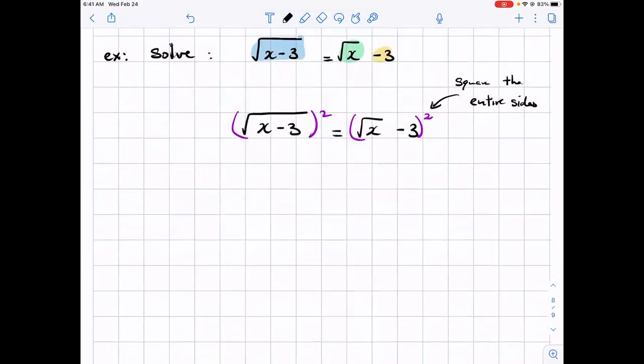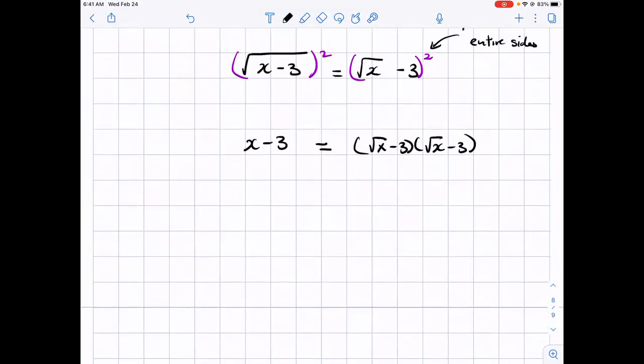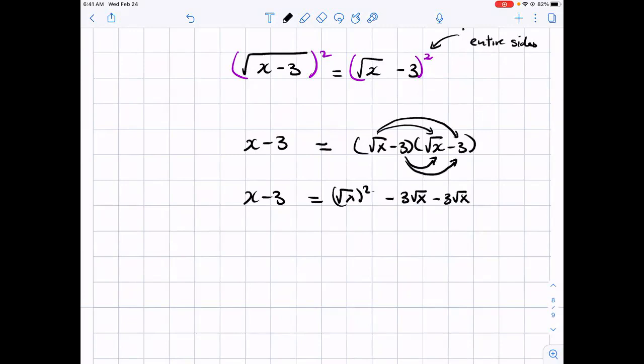So we know that this square will cancel, leaving us with x minus 3. But what happens on that side? So this is really the square root of x minus 3 times the square root of x minus 3, right? And when you multiply that out, if you FOIL this out, we'll get this times this, which is the square root of x squared, then this times that, which becomes minus 3 square root of x, then this times this becomes minus 3 square root of x, and minus 3 times minus 3 becomes plus 9.